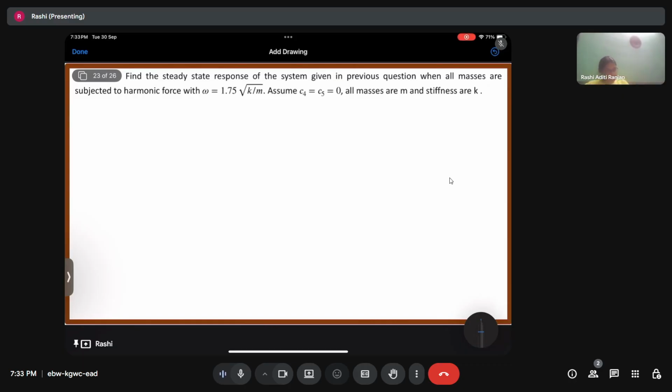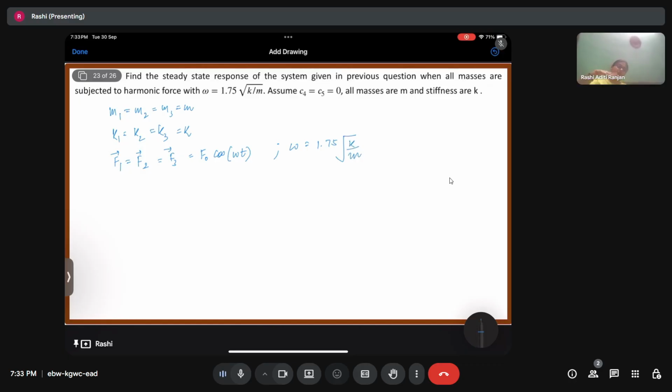Okay, so for the previous question we had three masses where we have to assume m1, m2 and m3 are equal to m. K1, K2 and K3 are equal to k. C4 and C5 are 0 and then the masses are subjected to F1, F2, F3 as F naught cos of omega t, where omega is 1.75 root k by m. Okay, we need to find out the steady state response.